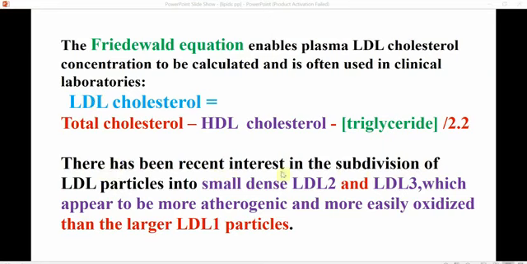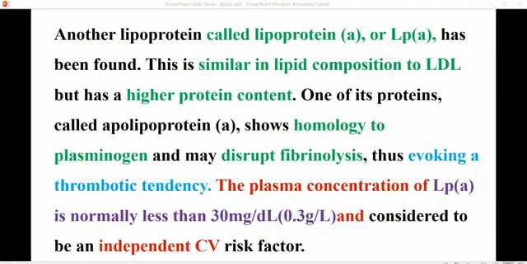There has been recent interest in the subdivision of the LDL particles into the smaller, dense LDL particles, LDL2 and LDL3, which appear to be more atherogenic and more easily oxidized than the larger LDL particles. These were first recognized in diabetic patients, which explains their greater tendency to have atherosclerosis than non-diabetic subjects.